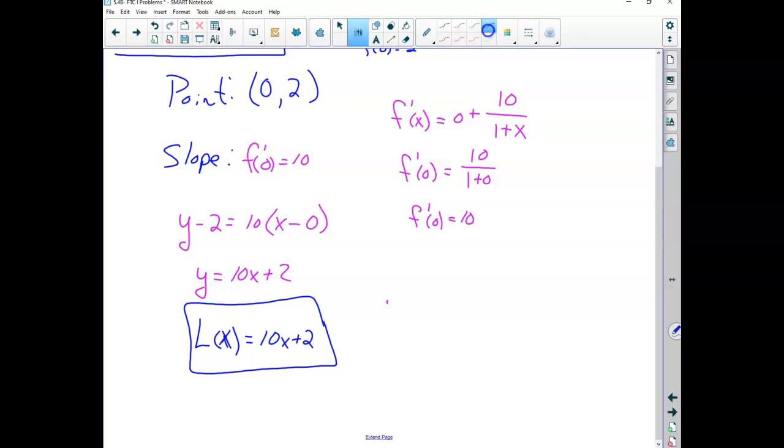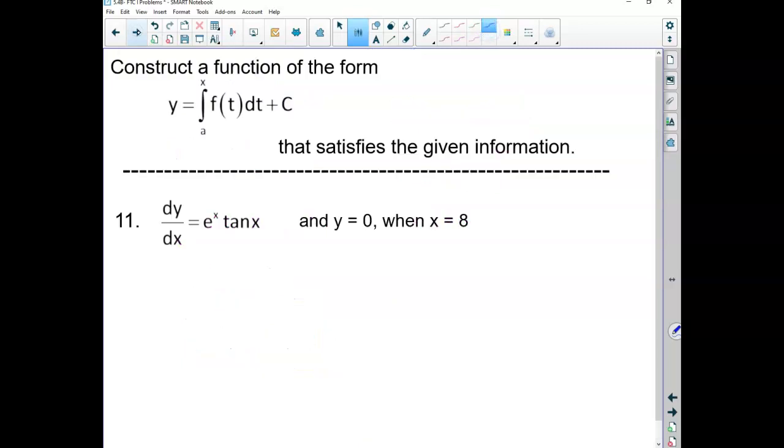Okay? Now we got 3 more to go here, and the next thing is we are going to construct a function in the form of y equals the integral from a to x of f of t dt plus c that satisfies the given information. This has been showing up more and more on the AP test. They're going to say, hey, I got a derivative for you here, and you are not going to be able to find the antiderivative of it, and they want me to construct a function that's going to satisfy the given information.